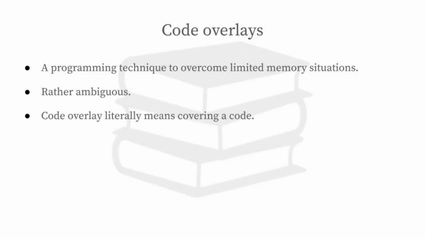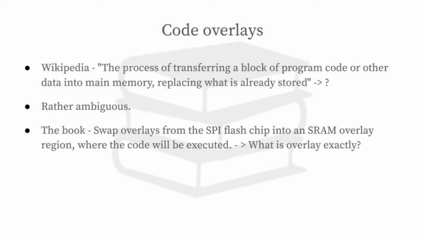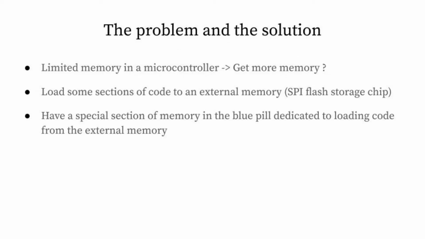But, what are code overlays? The name itself is quite confusing, as it literally means covering a code. So, what is it exactly? What's the technique that we're going to use? According to Wikipedia, it's the process of transferring a block of code or other data into the main memory, replacing what is already stored. This definition itself is rather ambiguous, as what can be considered as main memory, and what are we replacing exactly? Let's approach this with a problem-solving mindset.